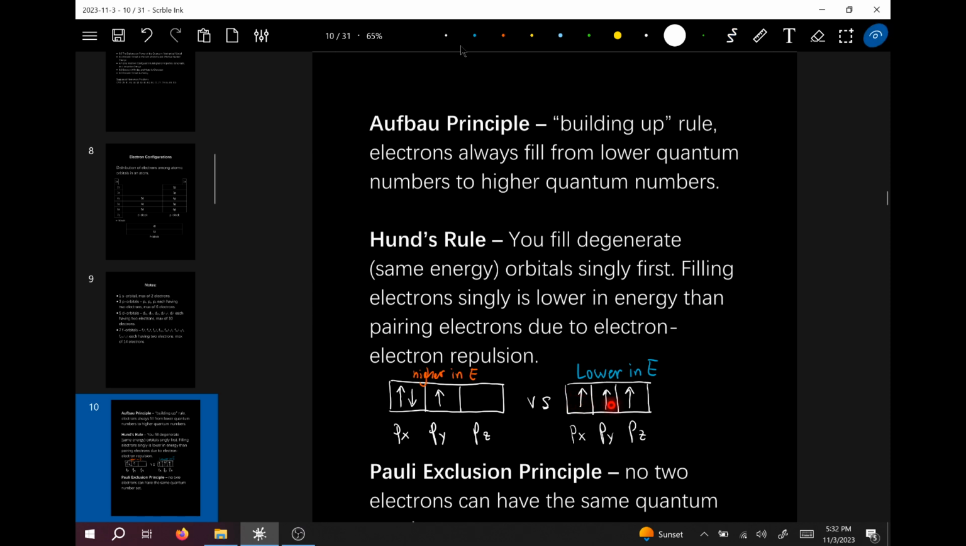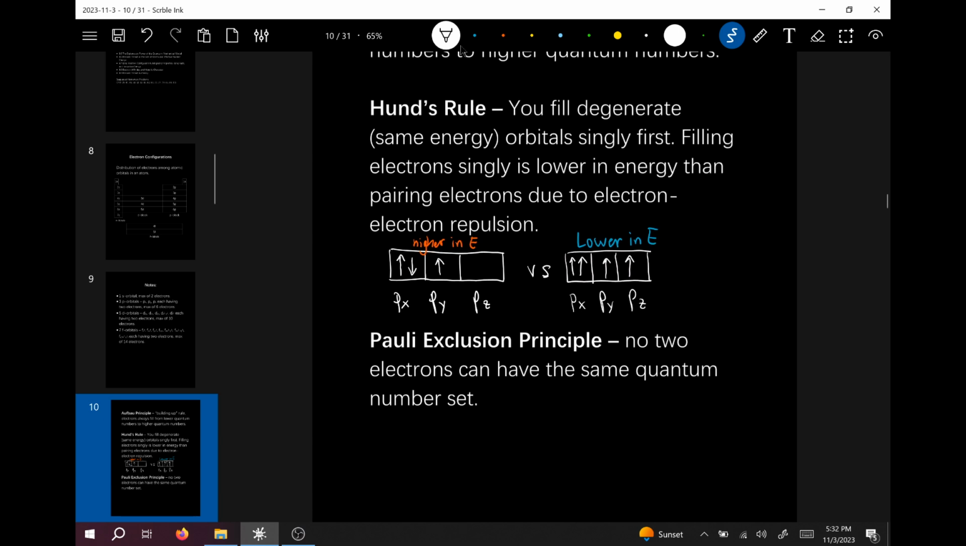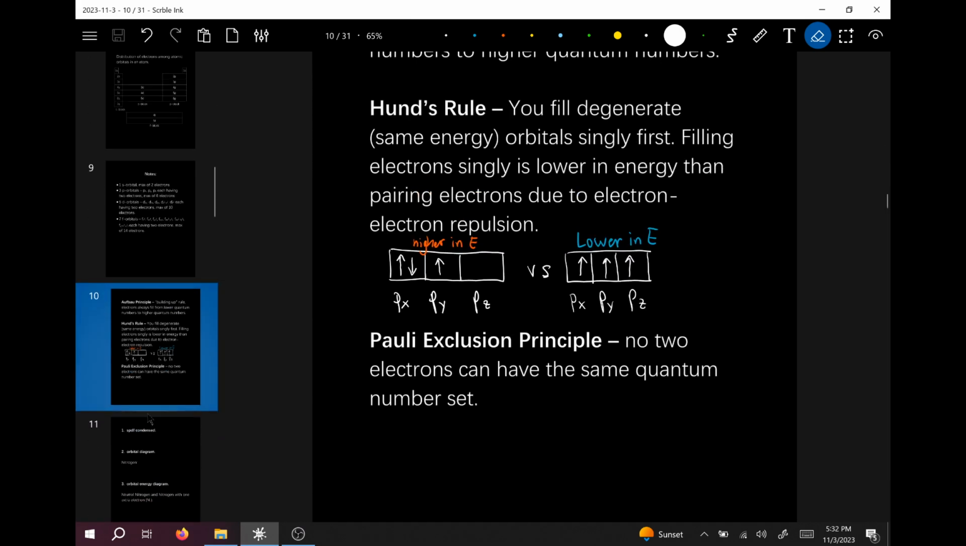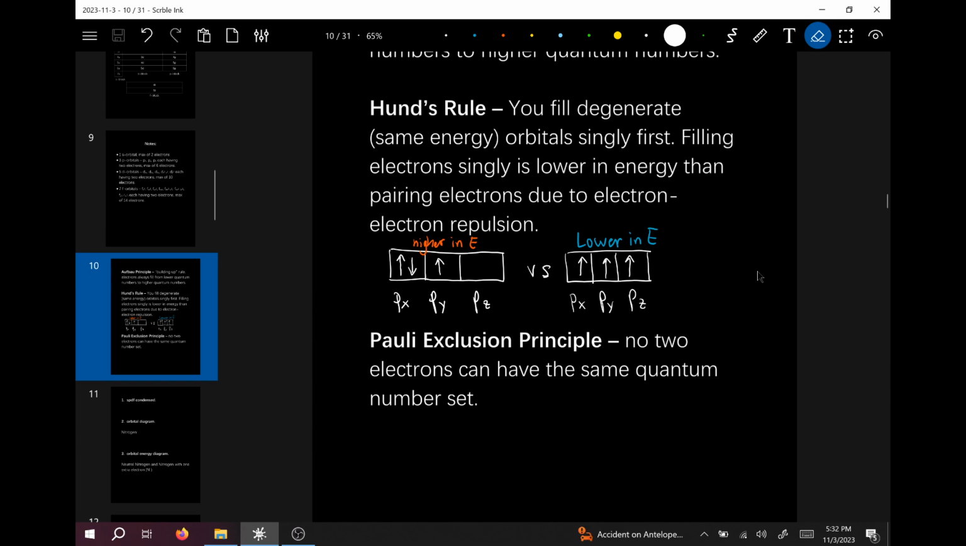Well, if I want to put a 4th electron into this set, what I don't want to do is do that. That would be incorrect because of the final principle on this set, the last law that we have to cover: the Pauli exclusion principle. No 2 electrons will have the same quantum number set. It is impossible to have 2 electrons with the same exact quantum number set.